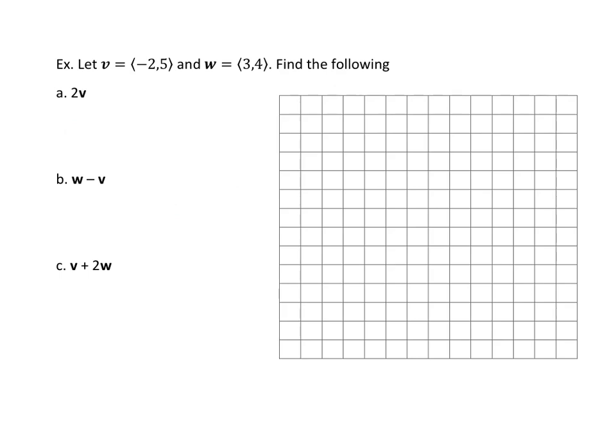Okay, let's start with two vectors, v and w. Let's draw our x and y axes down here. My vector v is negative 2, 5, which means it starts at the origin, left 2, up 5. So here's vector v. Vector w starts at the origin and goes right 3, up 4. Okay, so we've got our two vectors.